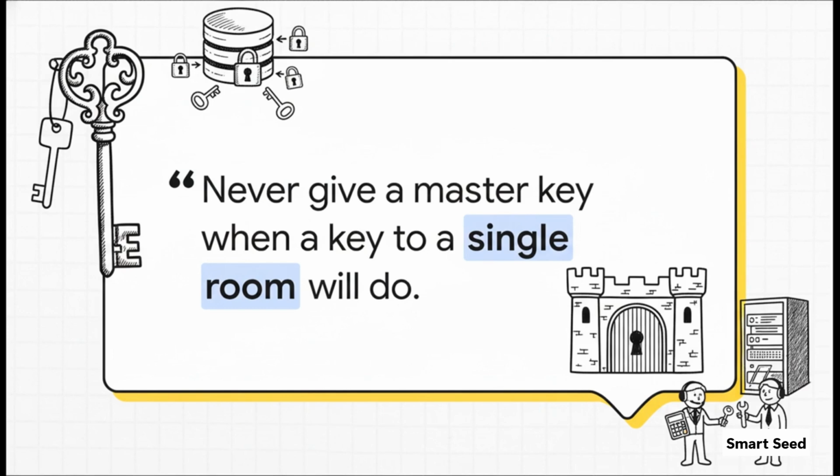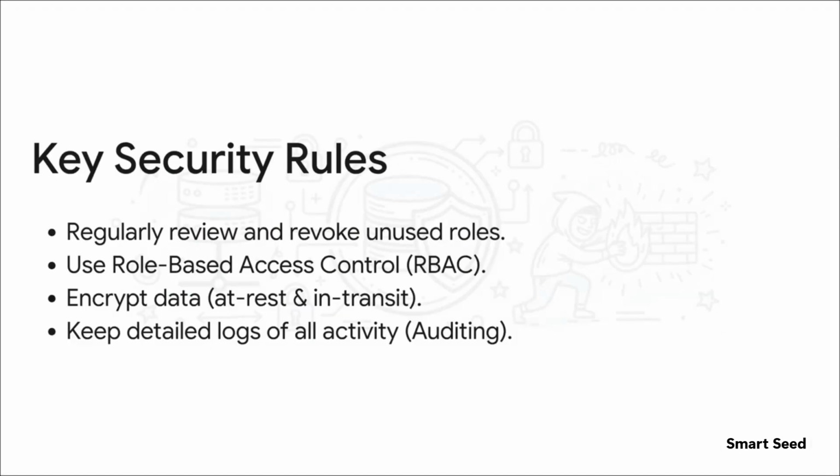You wouldn't give an accountant the key to the server room, right? And you definitely wouldn't give the master key to the whole castle to a summer intern. And beyond that golden rule, there are a few other key practices. First, you've got to regularly check for old, unused keys and take them back. Don't leave them lying around. Second, use that role-based system we just talked about. It's just a smarter way to work.